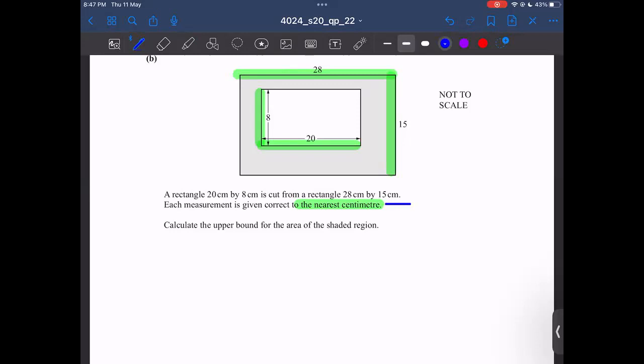I'm going to subtract 0.5, it becomes 19.5. I'm going to add 0.5 in 8, it becomes 8.5. I'm going to subtract 0.5 in 8, it becomes 7.5.